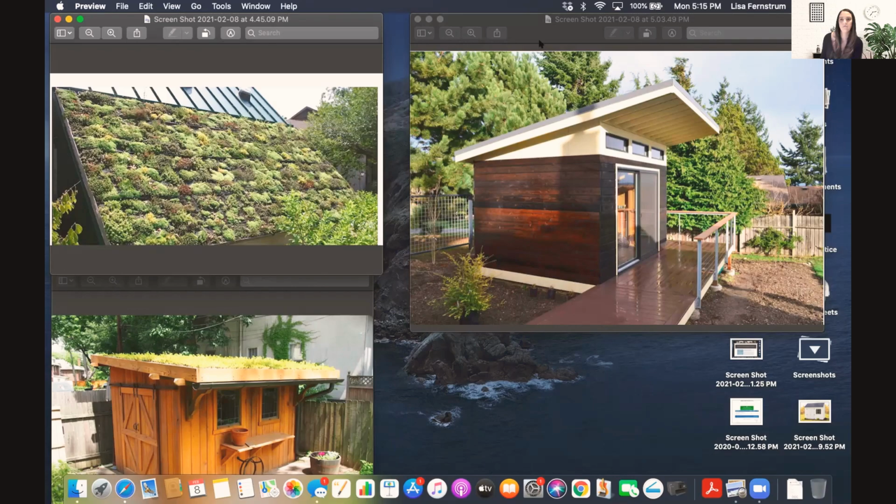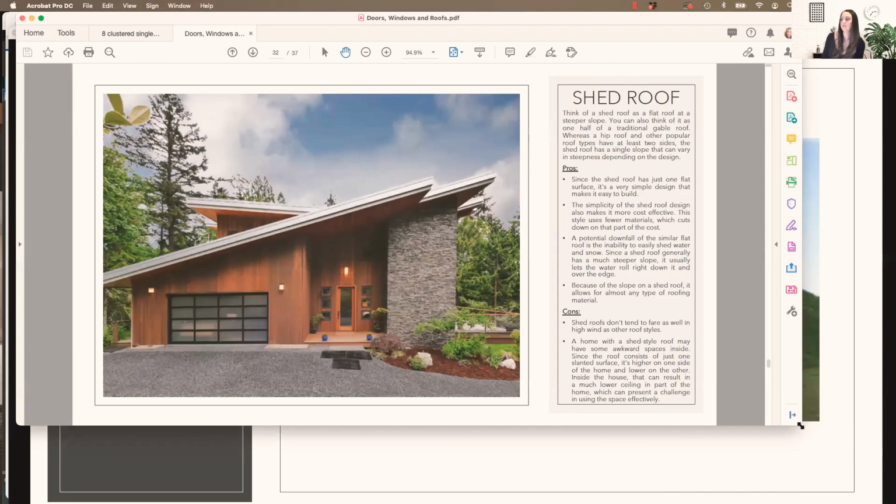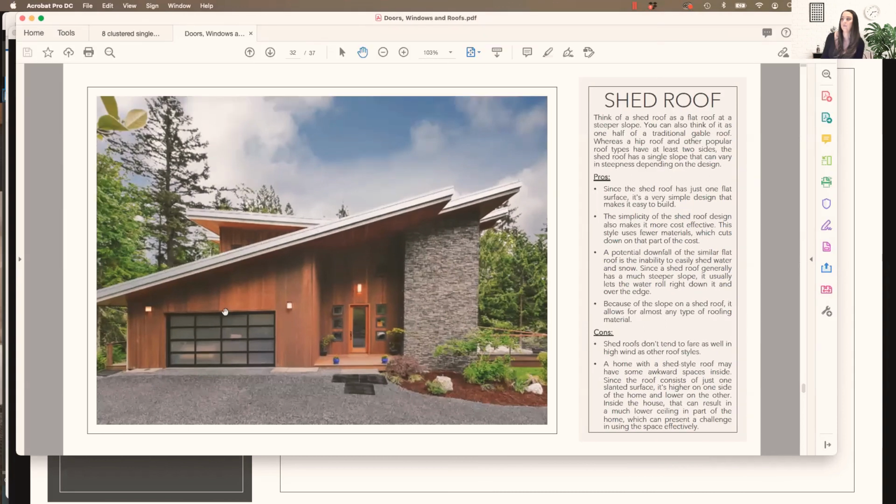I have actually a photo here I'll share of a home with a shed roof. The thing about shed roofs is they can be a steeper slope and more dramatic. When you do have this dramatic of a slope, it does create interesting situations on the interior because you have areas that are much lower in ceiling to this much higher, more vaulted area. Those are the only things I would add to what you guys already said.